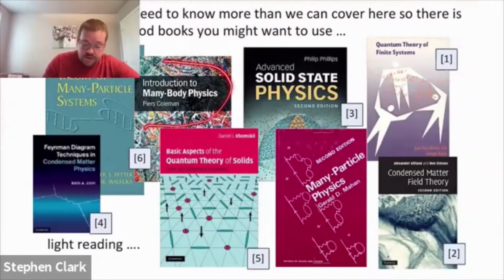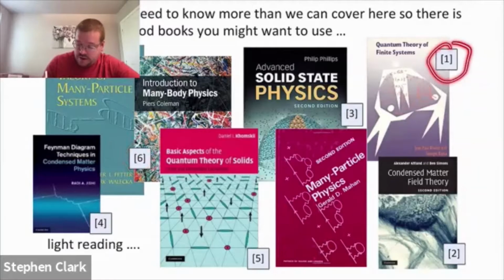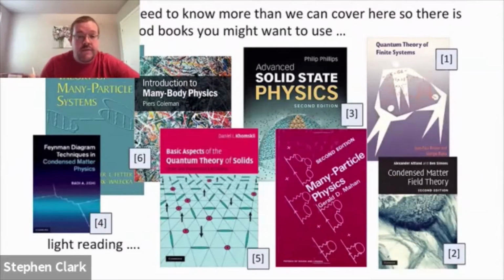This book is also really nice. Piers Coleman's book on Introduction to Many Body Physics. It's a massive book. It took him many years, I think about a decade, to write. It's a really nice book. So I've numbered the books, and you'll see various places in my slides where you can find more information about a given thing. I'll point to these books, and Altland and Simon's book is also very nice.